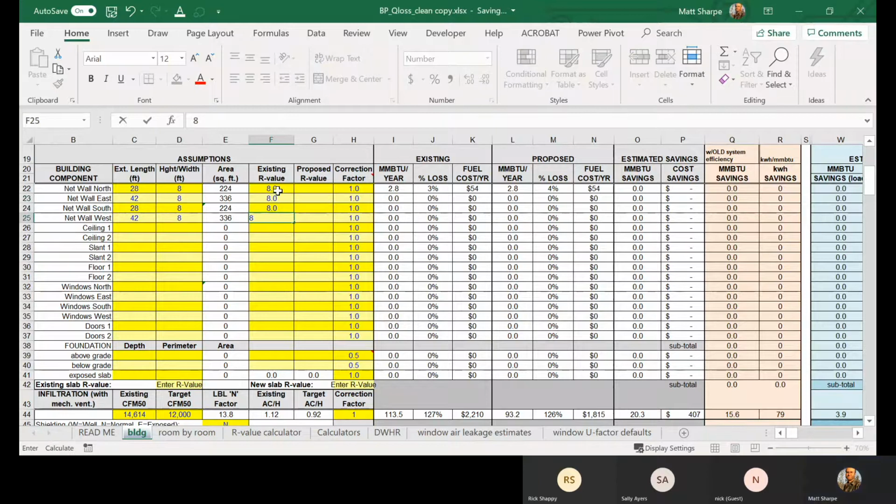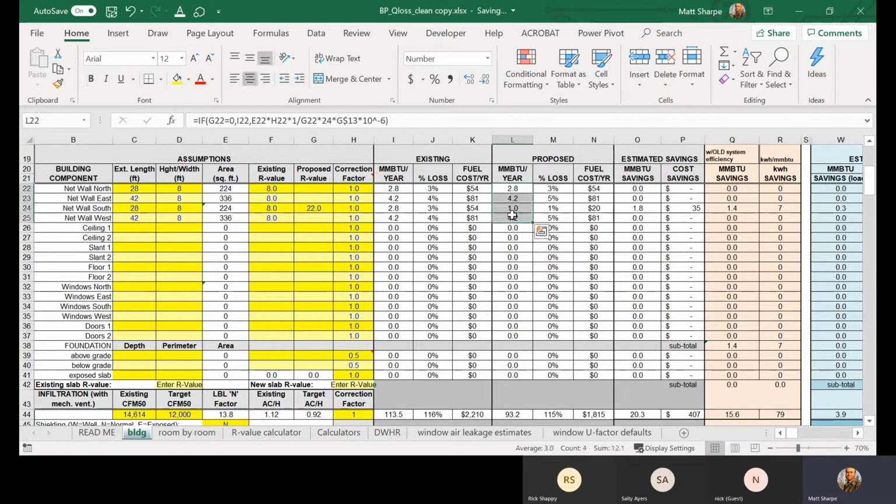But maybe you only improved one of those walls. You could put in that. You don't have to put proposed values in anything you didn't change. And so here you would see, okay, well, that one wall yields these savings, and going across these different columns, this is the existing calculated usage. It's in load, not including the heating system efficiency. This is the proposed building usage, again in load, not including the heating system efficiency. And then the difference is the savings, and again, not including the system efficiency.